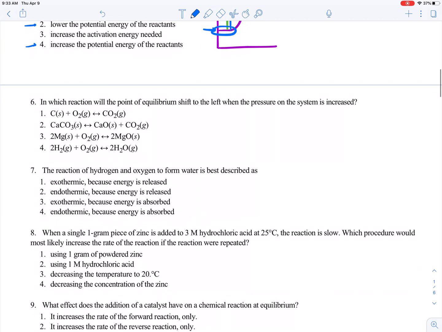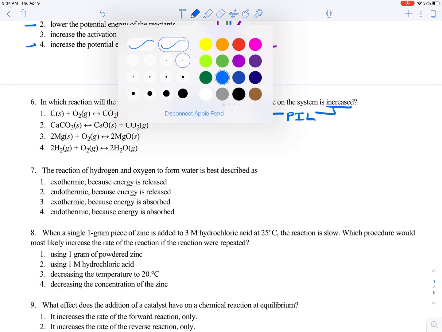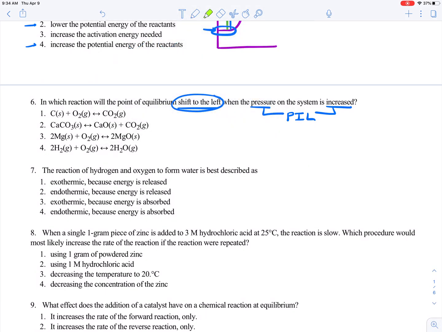Number 6, here's a Le Chatelier's question. In which reaction will the equilibrium shift to the left when the pressure is increased? The rule for pressure changes is if the pressure increases, I shift to the side where there's fewer moles of gas. So I want the reaction to shift to the left when the pressure is increasing. So I want the left-hand side to have fewer gases than the right-hand side. Look at where your gases are in this equation.